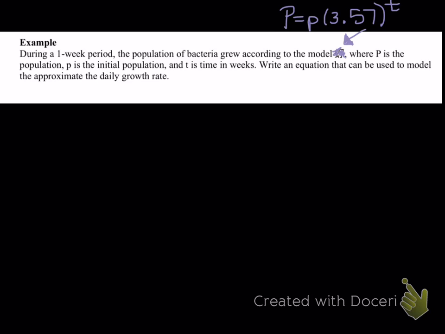So in the next example, it says during a 1-week period, the population of bacteria grew according to the model P equals p times 3.57 raised to the t, where P is the population, little p is the initial population, and the t is the time in weeks. Write an equation that can be used to model the approximate daily growth rate. So key thing here to notice is that they are saying t is in terms of weeks, and I want to change weeks into days. So we know 1 week is equal to 7 days.